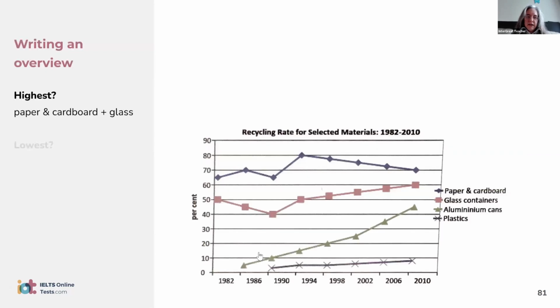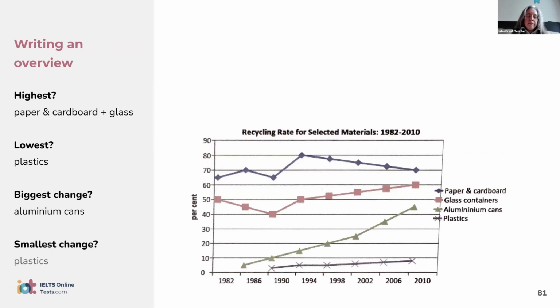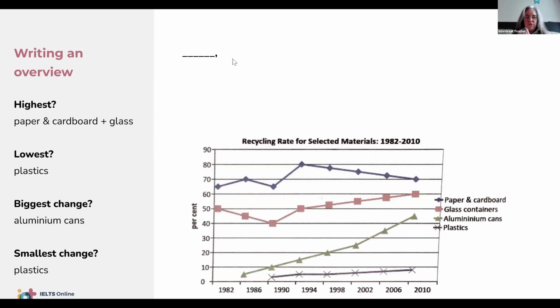Okay, so let's think about actually writing it then. Earlier on, we identified these points about this graph. So we're going to have a look at incorporating these into the general overview. So we're starting with a gap. What do you think could be the first word in the general overview? What's a really good word to start your general overview with?